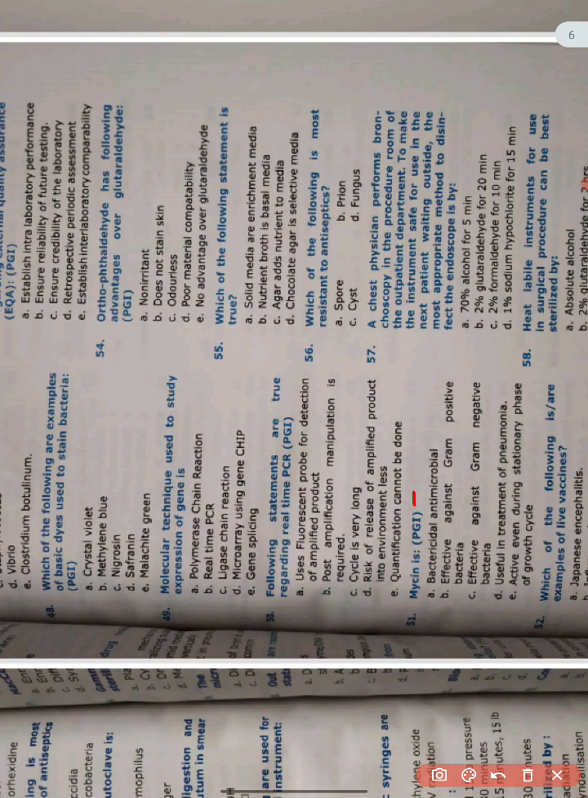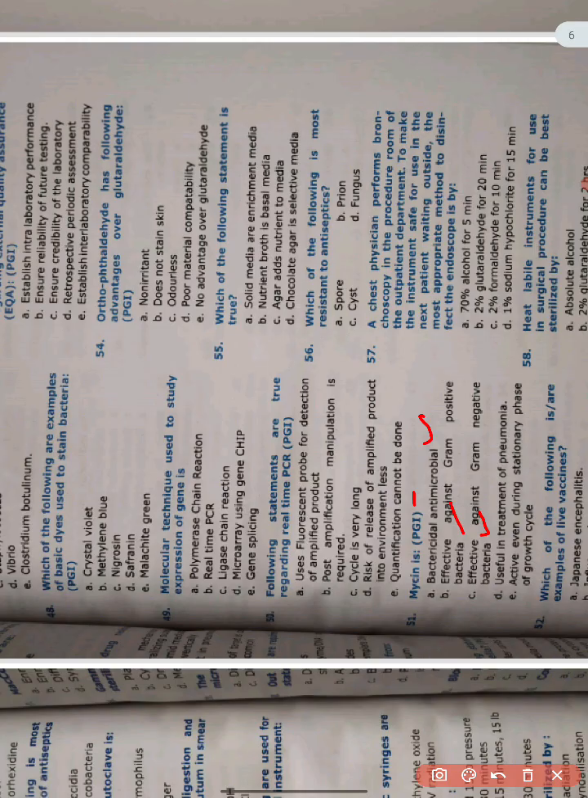Next question, mycin is a bactericidal antimicrobial. It is a bactericidal antimicrobial. Effective against gram-positive bacteria. Yes, sure. Effective against gram-negative. Yes. So mycin is a bactericidal antimicrobial antibiotic. Not pneumonia.